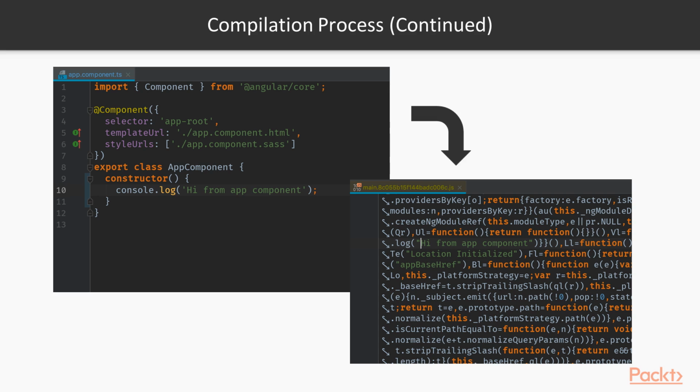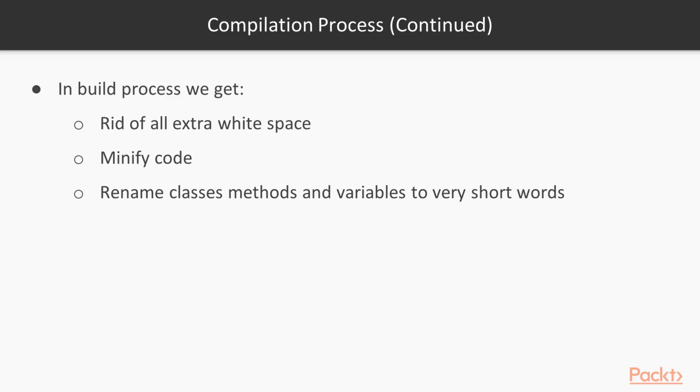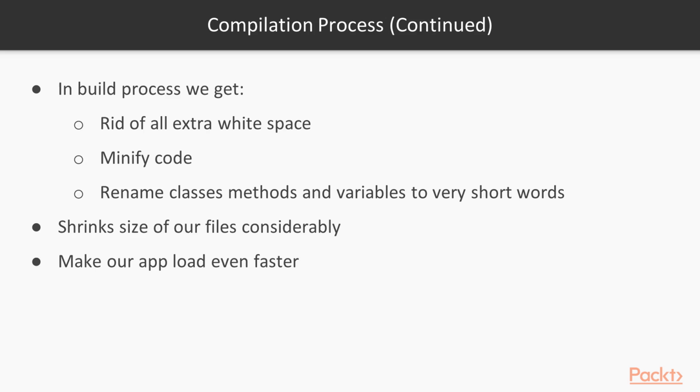Another thing about our code is that it's meant to be read by humans, developers like us. That's why we use long descriptive names for our classes, methods, and variables, and why we have clear formatting. Browsers don't really care about that. So in the build process, we get rid of all the extra white space, and we minify the code, renaming classes, methods, and variables to very short words. This shrinks the size of our files considerably, making our app load even faster.